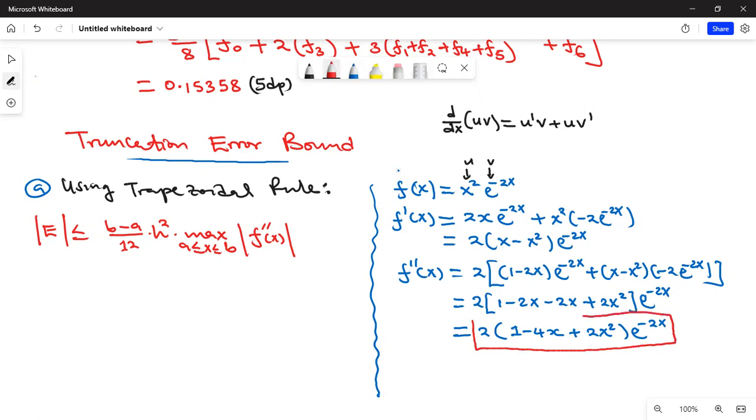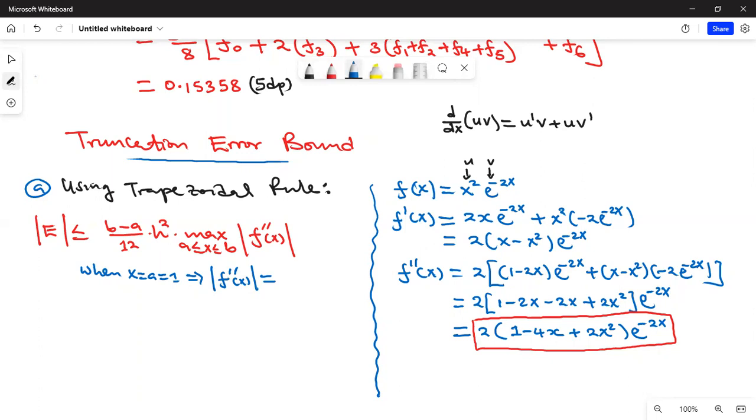Our interval is from 1 to 3. So you can say that when x is equal to a, and in this case our a is 1, what will be the absolute value of the second derivative of x? That should give us, and let's see, when I put 1 here, I'm going to get 2 into 1 minus 4 plus 2, 10 times exponential negative 2.